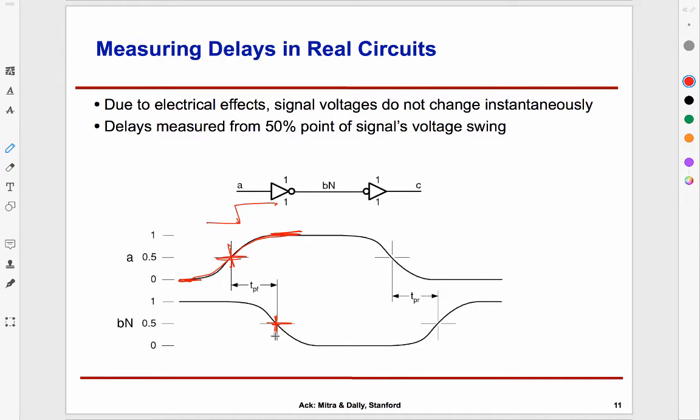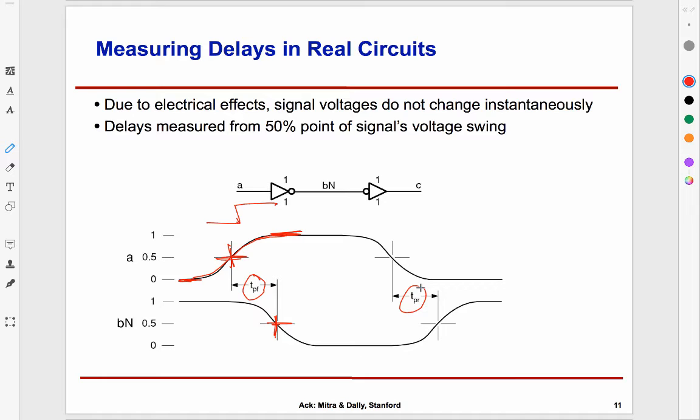Okay, and we usually make a distinction between falling and rising. This is T sub PR and T sub PF. Basically, it turns out that the circuits are asymmetric. Usually, the delay when the output bit is falling is different than the delay when the output bit is rising. So we give them different terms. TPF is the propagation delay when output is falling. TPR is the propagation delay when output is rising.